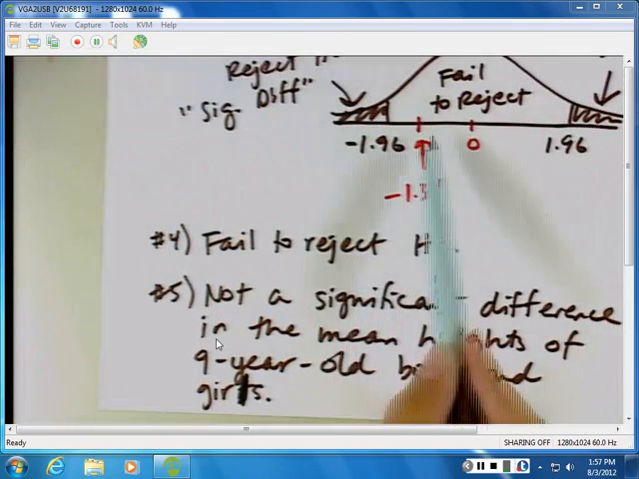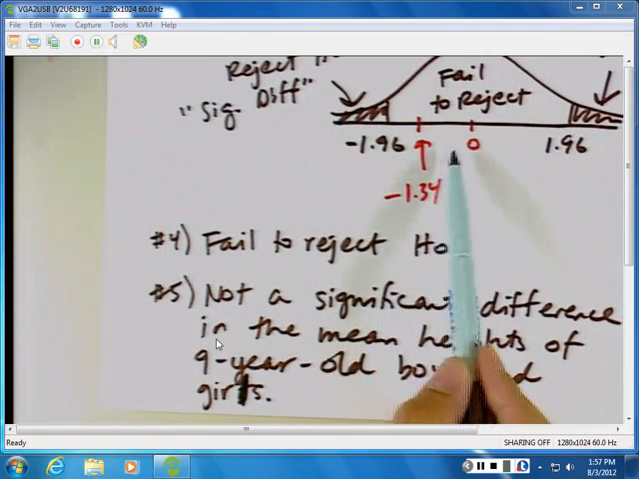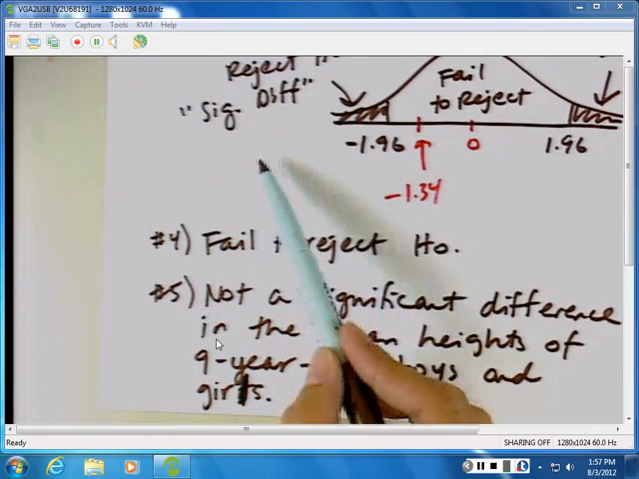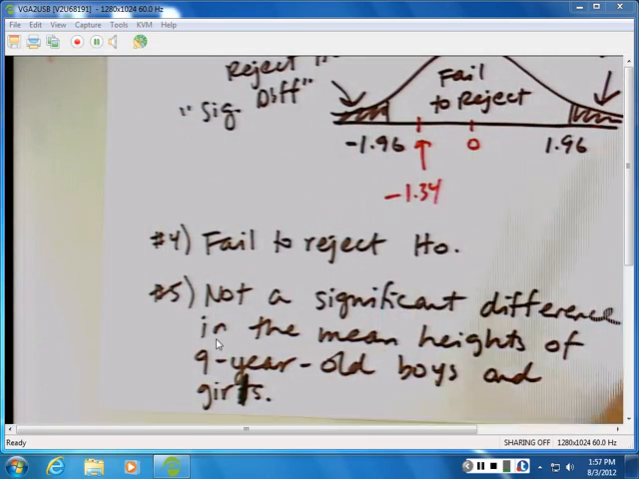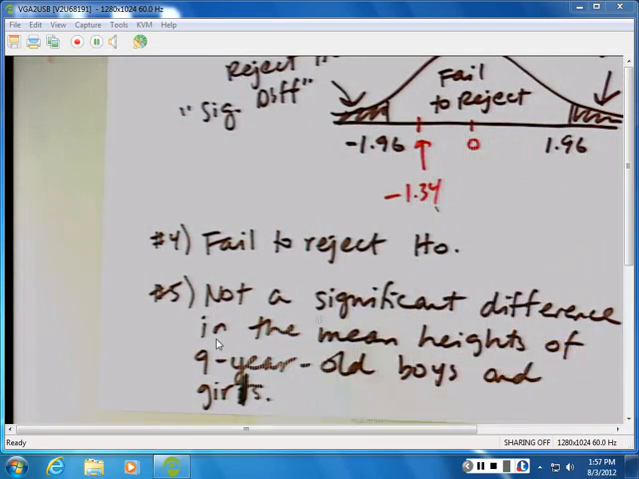Well, we were trying to find something that was significantly different than 0. And to get there, we had to be at negative 1.96 or below, or 1.96 and above. We didn't get there. So we're finding a difference, but it's not significant. So I just concluded there's not a significant difference in the mean heights of 9-year-old boys and girls.